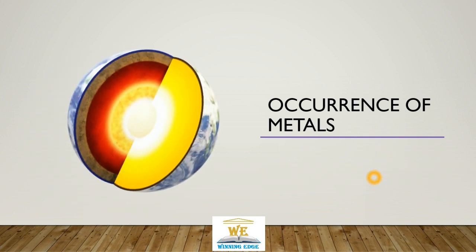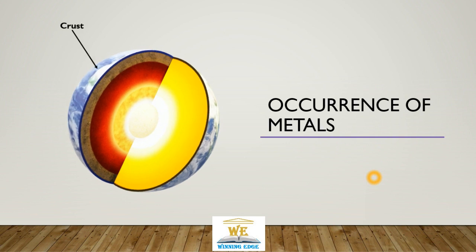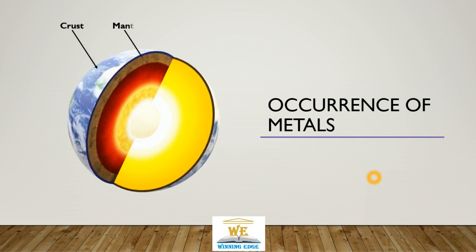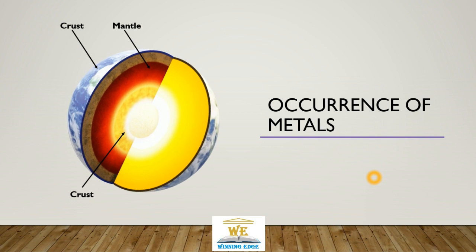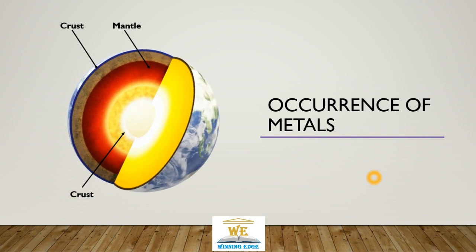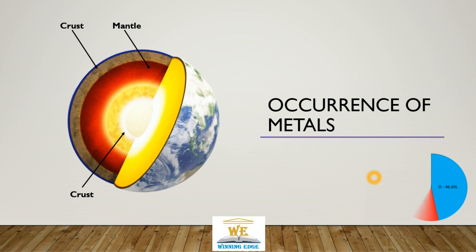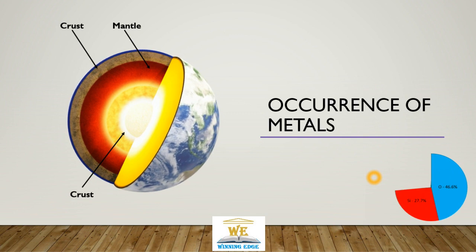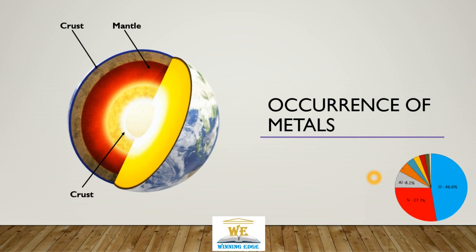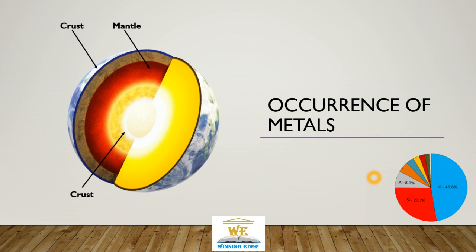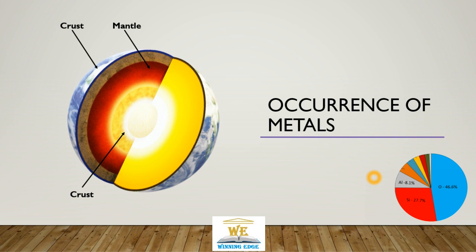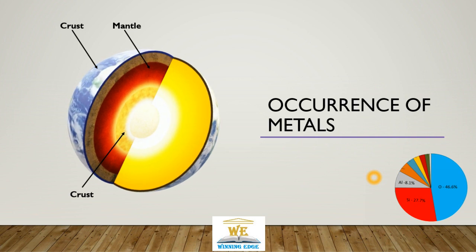This is the Earth structure. The outermost layer is known as the crust. The mantle is a semi-molten part, and then Earth's core, which is made of nickel and iron. The crust has 46.6% oxygen, 27.7% silicon. The rest makes up the remainder. And the third most abundant element on Earth is aluminium, at 8.1% in Earth's crust.